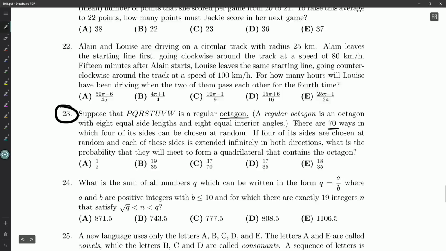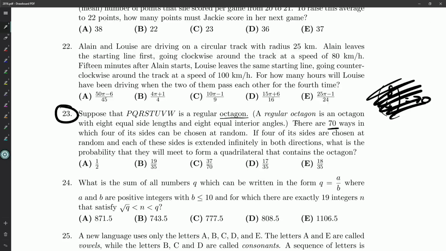There are 70 ways in which 4 of the sides can be chosen at random. That's true. 70 happens to be 8 choose 4. If you know binomial notation, you'll know this. But you don't really need to know binomial notation for math contests, so we can ignore that. But it is true that there are 70 ways to choose 4 sides out of 8.